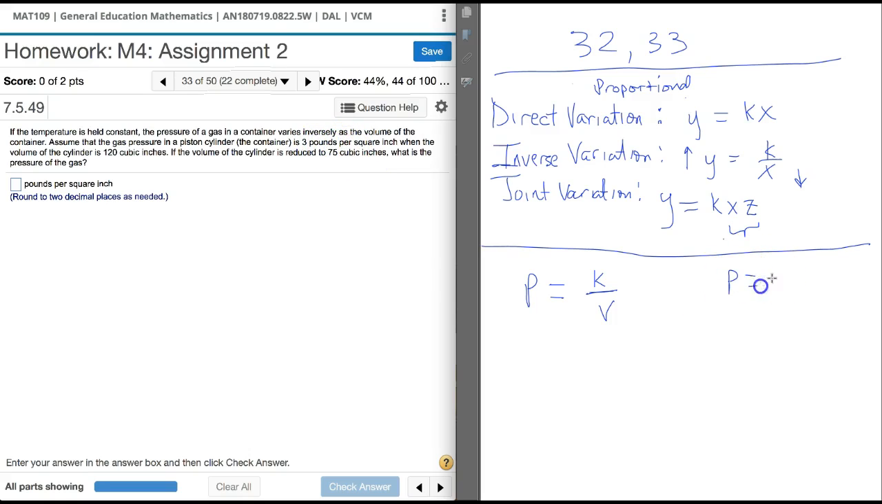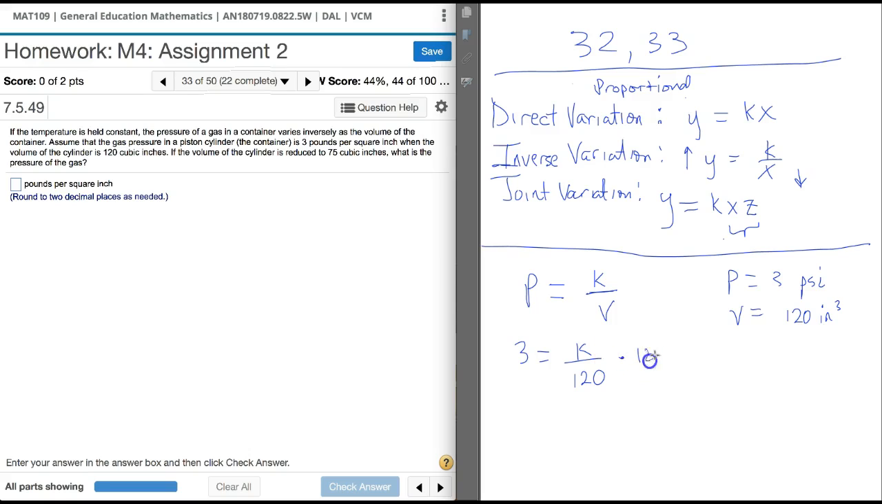So if pressure is 3 psi, and that's the units for it, when the volume is 120 cubic inches, so that's inch raised to the third power. If we have that, then it says if the volume of the cylinder is reduced to 75 cubic inches, what is going to be the pressure of the gas? So of course, the first thing that we have to do is figure out what the variation constant is based upon the information given. So our pressure here is 3 and our volume is 120.